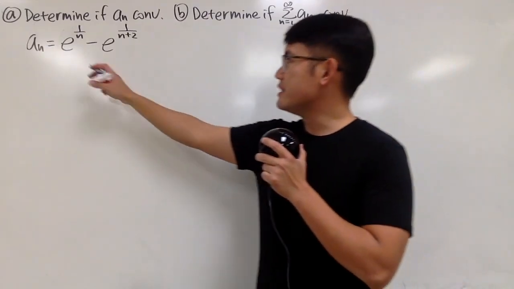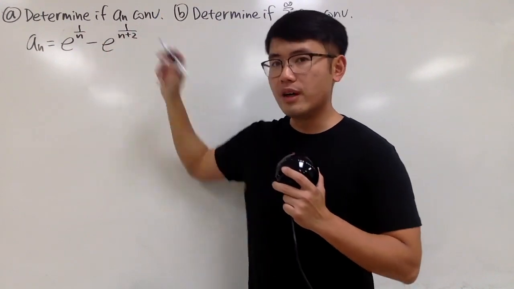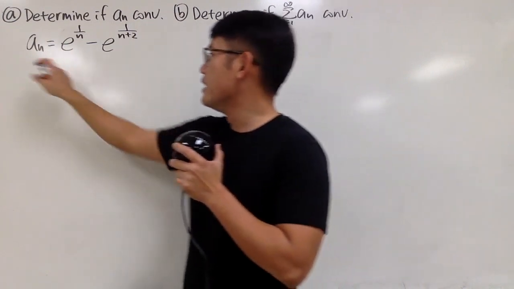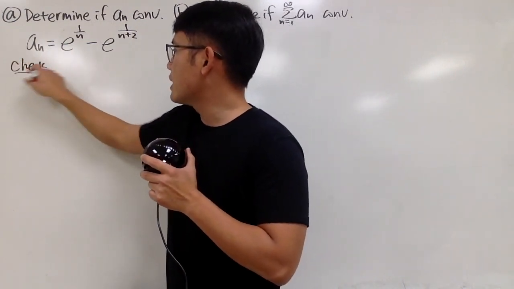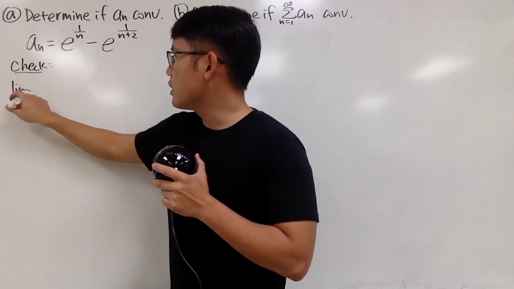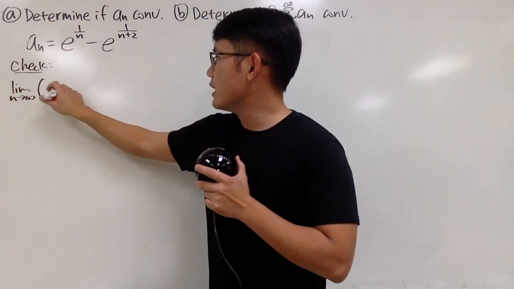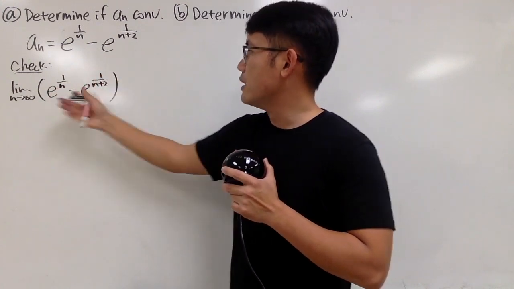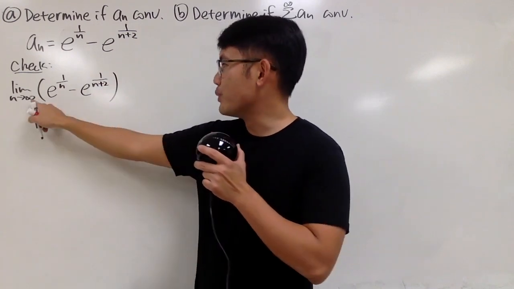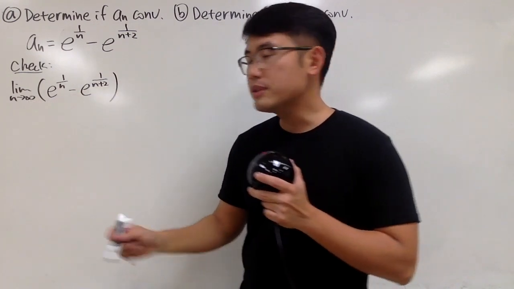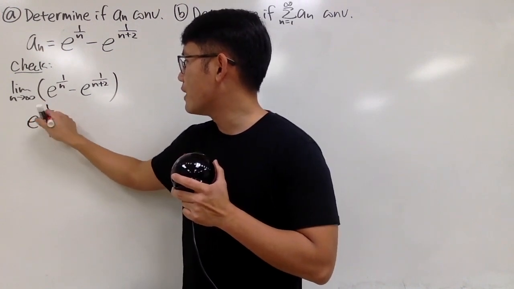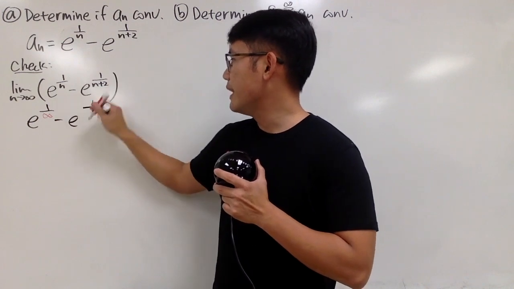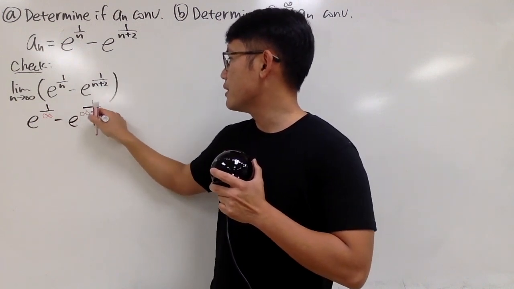Okay, we are given a_n is equal to e to the 1 over n minus e to the 1 over (n plus 2). Does this converge? Of course, we'll just take the limit as n goes to infinity. So here we go. We check the limit as n goes to infinity of e to the 1 over n minus e to the 1 over (n plus 2). And of course, we just have to put the infinity into here and here. And it looks like we will have e to the 1 over infinity and then minus e to the 1 over (infinity plus 2), like this.